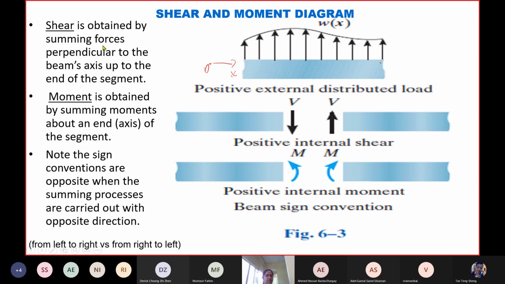Shear is obtained by summing forces perpendicular to the beam axis up to the end of the segment. Okay, when a member is given to you and it is loaded, the reactions are here and here. You start drawing the shear force diagram. Start from here. How much is the reaction value, and then moving on? How much is the value at this point? How much is the value at this point? Positive or negative, you will draw something like this, a clear one.